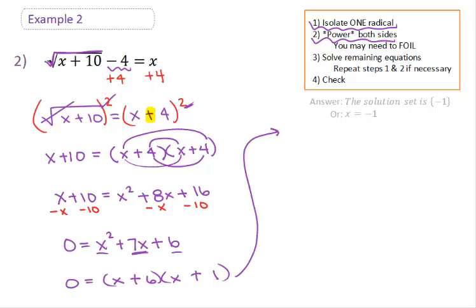Now I use my principle of zero products. Gives me 0 is equal to x plus 6, and 0 is equal to x plus 1. So we do this by isolating our variables. So I'm going to subtract 6 in my first one, and I'm going to subtract 1 in my second one. And that gives me the answer of x is equal to negative 6, and x is equal to negative 1. But before I box these answers, I must fully check to make sure that both of them work out the way that they should.